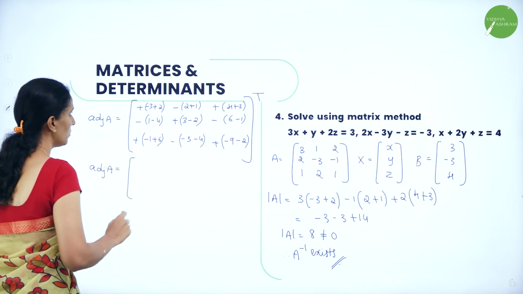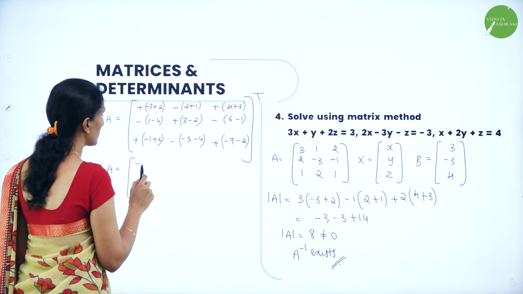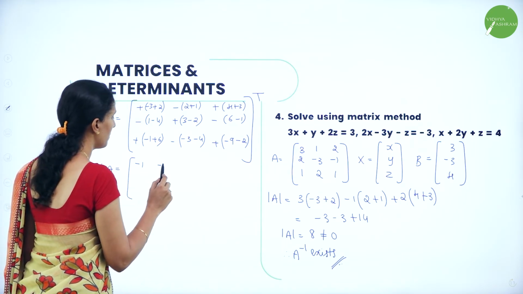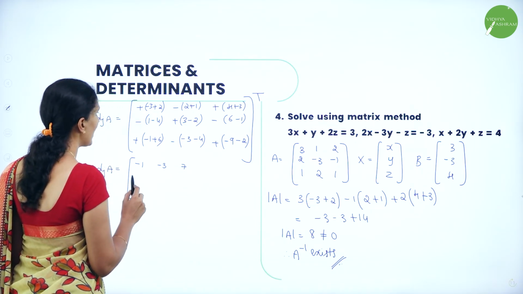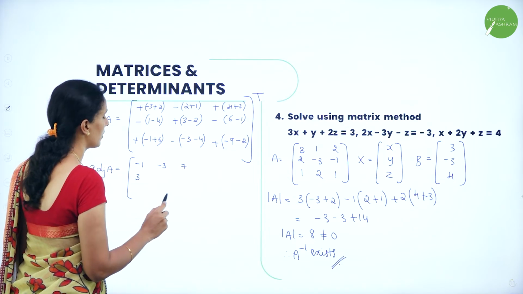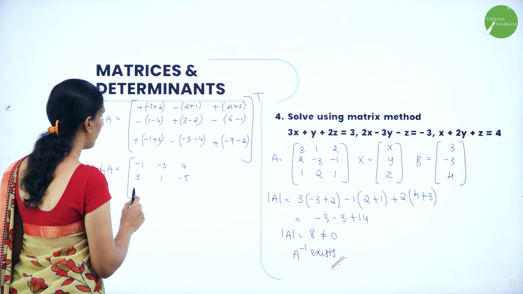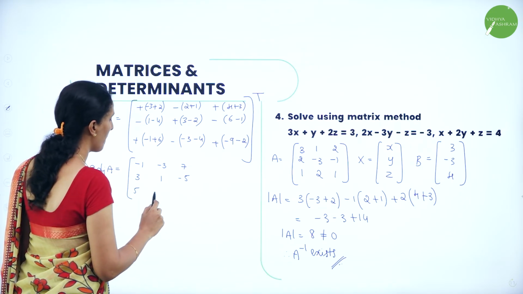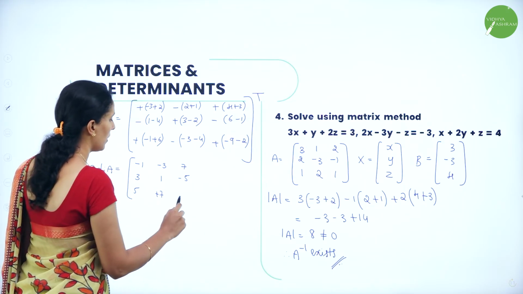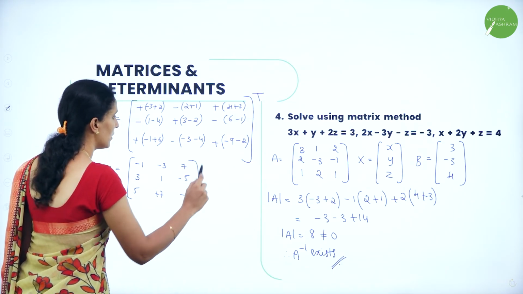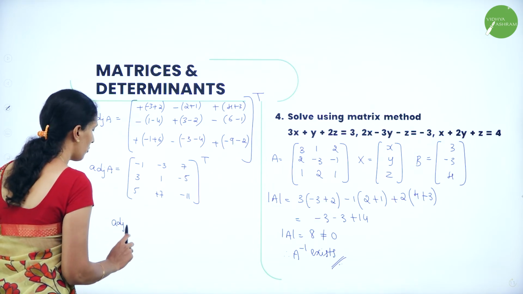Adjoint A is equal to, so we have minus 3 plus 2, which is minus 1. 2 plus 1 is 3, minus 3. 4 plus 3 is 7. Minus 3 minus 3 is minus 6 with sign, 1. 5 minus 5 becomes again 5. Next we have minus of minus 7 becomes plus 7 here. Minus 11. Transpose of this matrix. So let's write the adjoint of A.